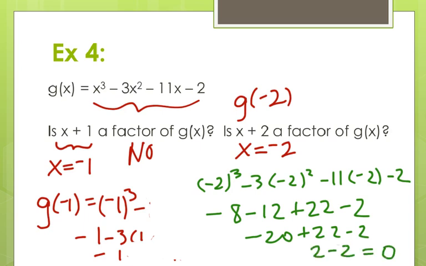And so when I do that, it is equal to 0, and so -2 is a 0, x plus 2 is a factor. So let's distinguish between that.